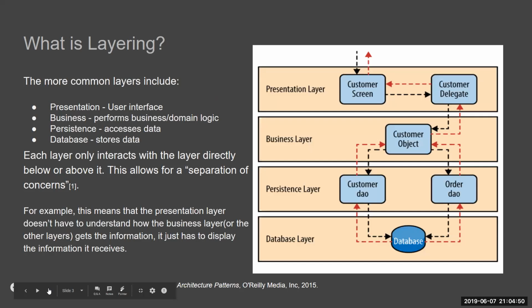The layering architecture pattern can be tailored to include any type of layer that the developer believes is useful, but the four most common layers are the presentation, business, persistence, and database layers in that order. This figure shows those layers and how they are commonly implemented into software programs. The presentation layer is usually some type of user interface or GUI. For this example, it is the customer screen and the customer delegate.